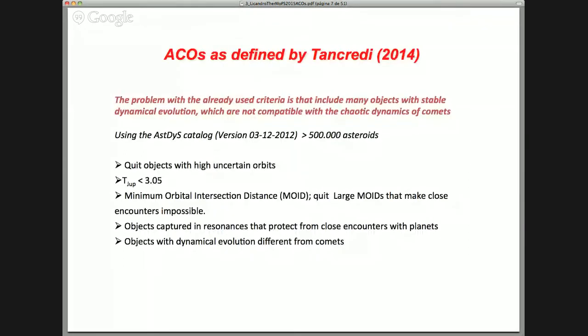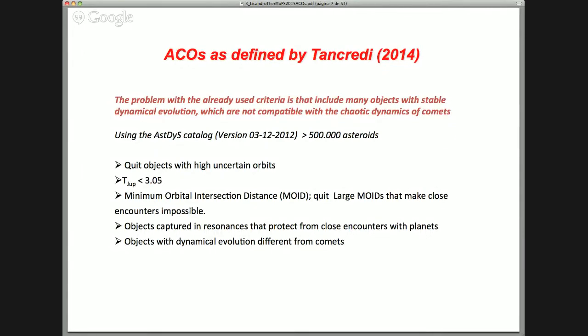Tancredi introduces some more criteria, because the problem is that the criteria we used in the past to select ACOs include a lot of objects with a very stable dynamical evolution. The main characteristic of comets is that the dynamics is very unstable. They have close encounters with planets, in particular with Jupiter, in particular those in the Jupiter family, and their stability lifetime is very, very short, a few thousand years, right? Some of the objects have a dynamic that is not compatible with the dynamic of comets.